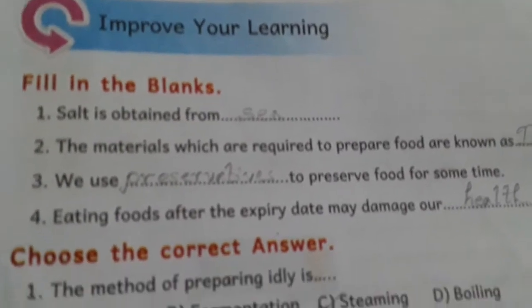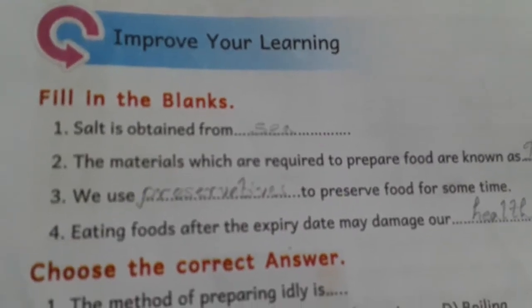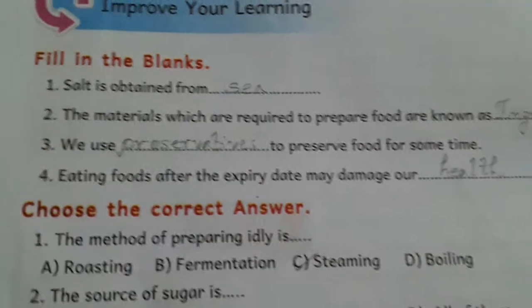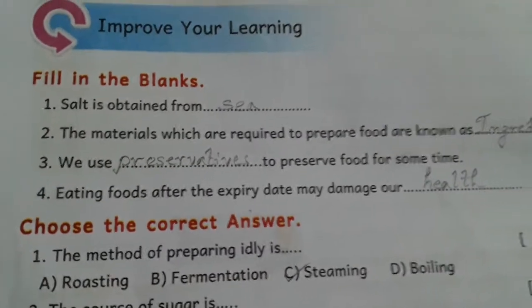And coming to our exercise part, improve your learning. They have given fill in the blanks. Salt is obtained from sea. The materials which are required to prepare food are known as ingredients. What is the spelling of ingredients?